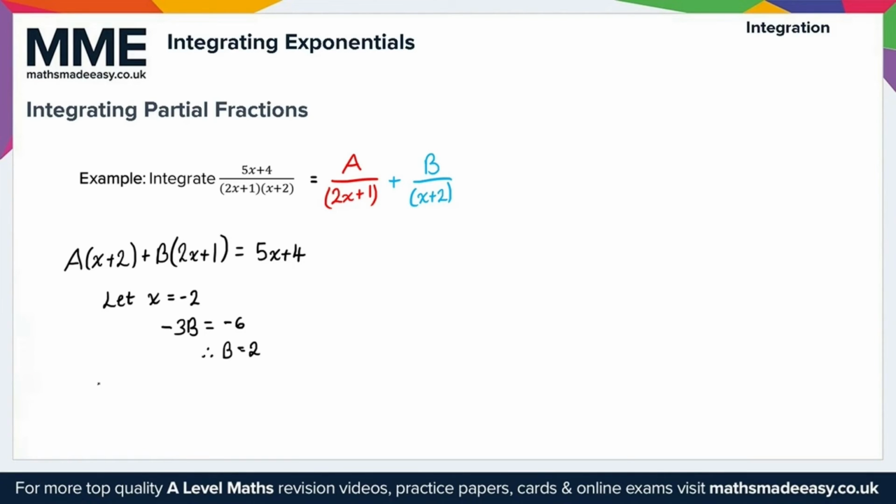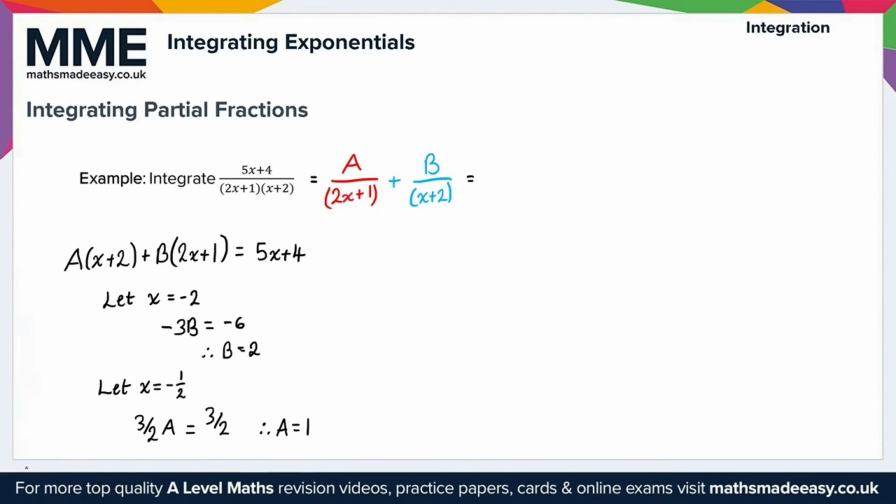And here, if we let x equal minus a half, that would eliminate the B term, because 2 lots of minus a half gives us minus 1, plus the 1, giving us 0 there. In that case, what we obtain is minus a half plus 2 times A. So that gives us 3 over 2 A, or 1.5A, and that's equal to 5 lots of minus a half plus 4, which also gives us 3 over 2. And then we simply obtain that A is equal to 1. So now let's write this in the correct form by substituting in our A and our B.